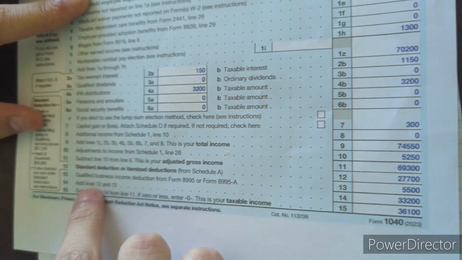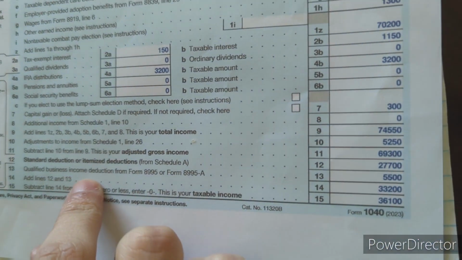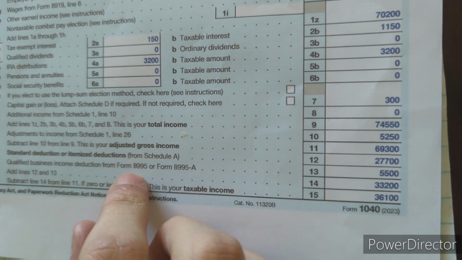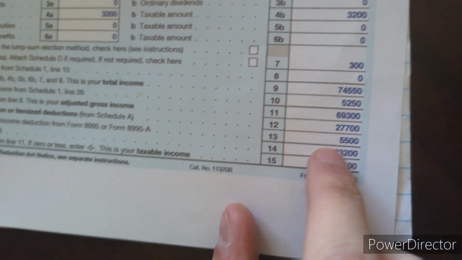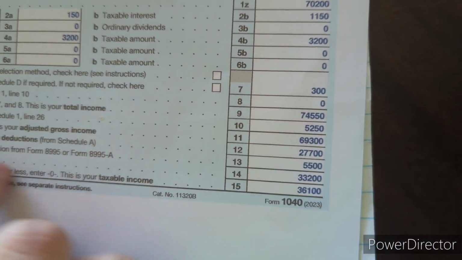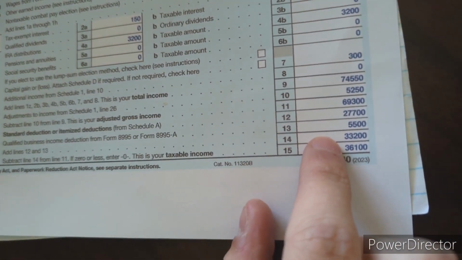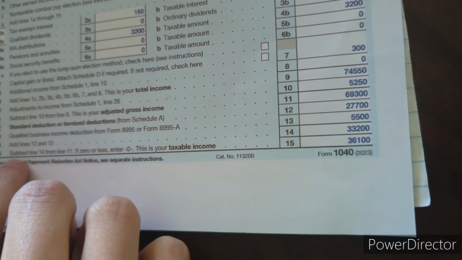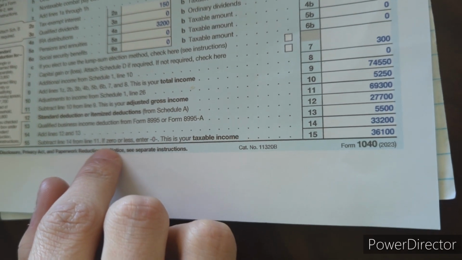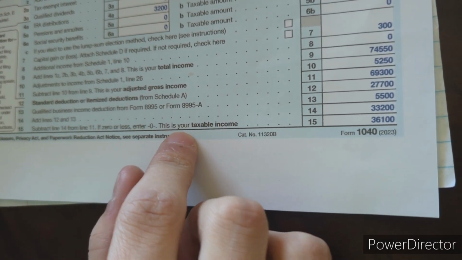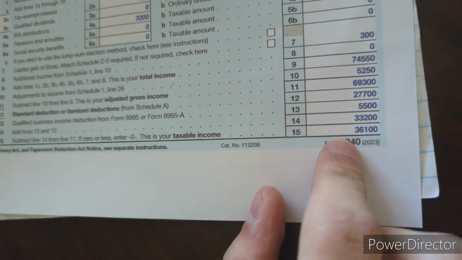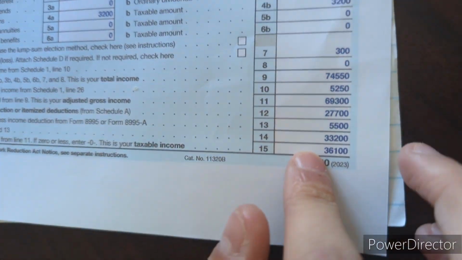Go down to 13, it's your qualifying business income deductions from form blah blah blah, which is $5,500. 14 is add lines 12 and 13, which equals out to $3,320. 15 is subtract line 14 from 11. If 0 or less, enter -0. That is your total taxable income, which is $36,100.